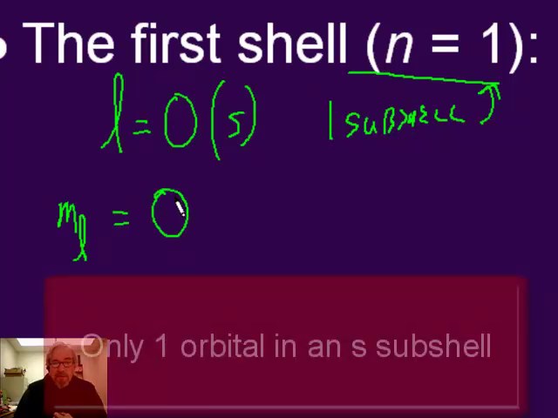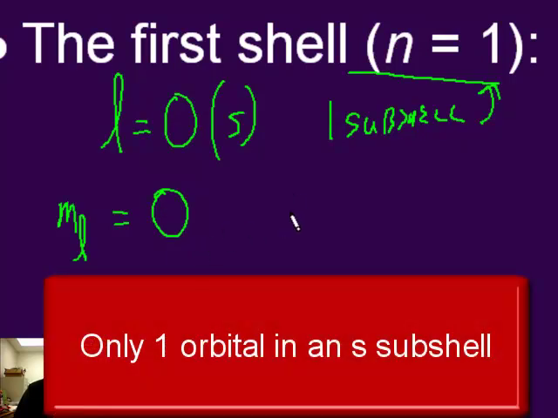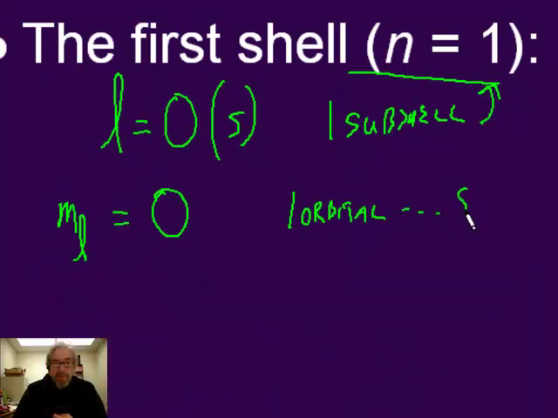So here's what that means. There's only one orbital in an S subshell. Only one possible orbital. So that means you can only hold 2 electrons in there. That orbital is centered on the nucleus, and it's shaped kind of like a sphere.